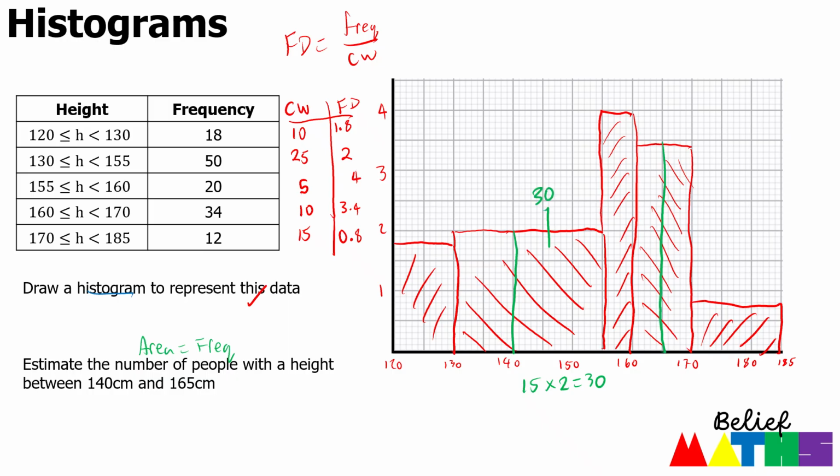This bar here, we need to use the whole thing, which we already know then, is 20, because that's 155 to 160. And here we can do the same thing, 5 times our height of 3.4. However, we can see that it runs exactly down the middle. It's half the box, and we know the whole box was 34, so half of that is 17. So therefore the number of people between those is 30 plus 20 plus 17, which gives you 67 people. Okay, so that's our histograms.